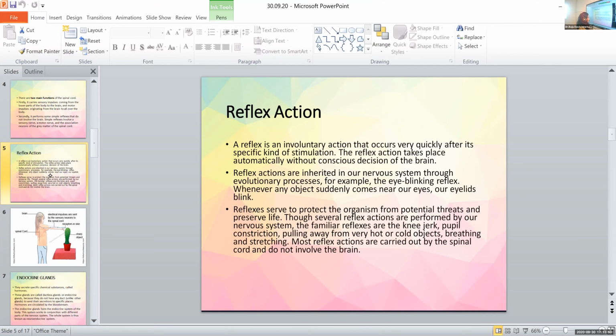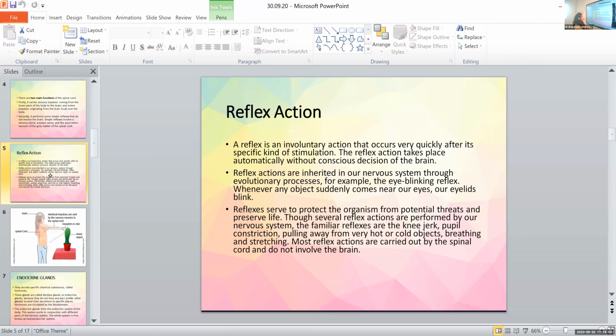Though several reflex actions are performed by a nervous system, the familiar reflexes are the knee jerk, pupil constriction, pulling away from very hot or cold objects, breathing, and stretching. Most reflex actions are carried out by the spinal cord and do not involve the brain.